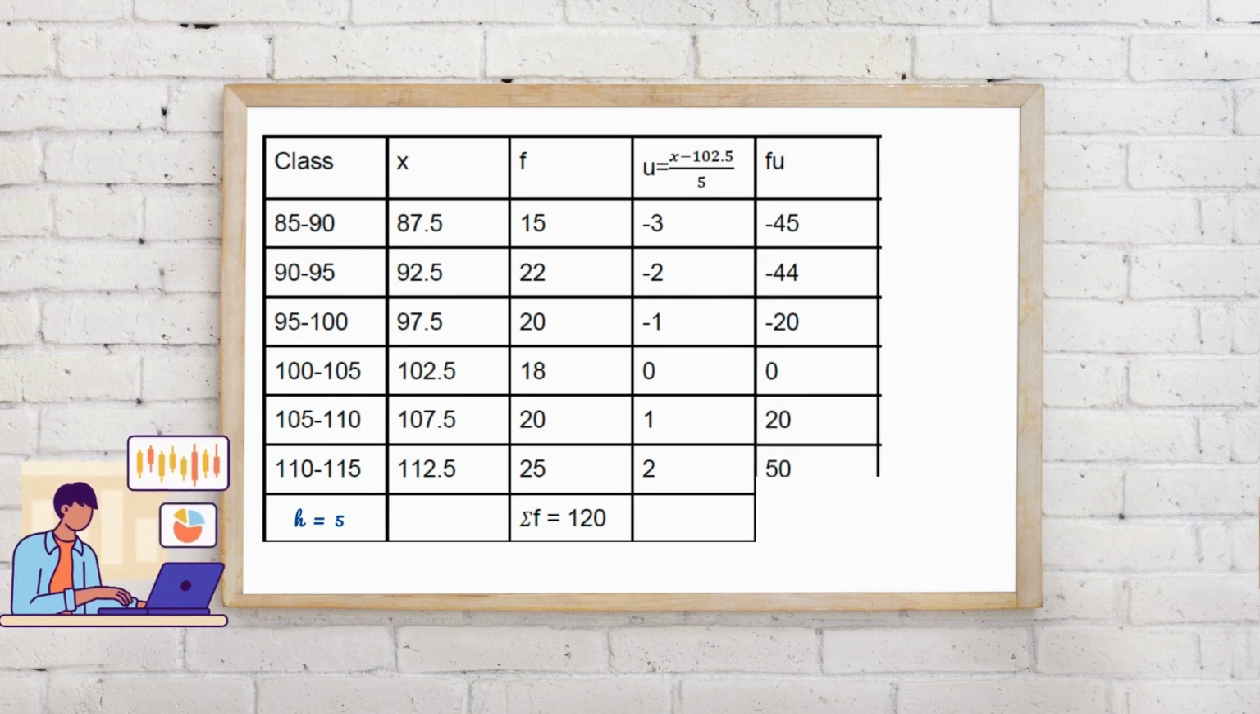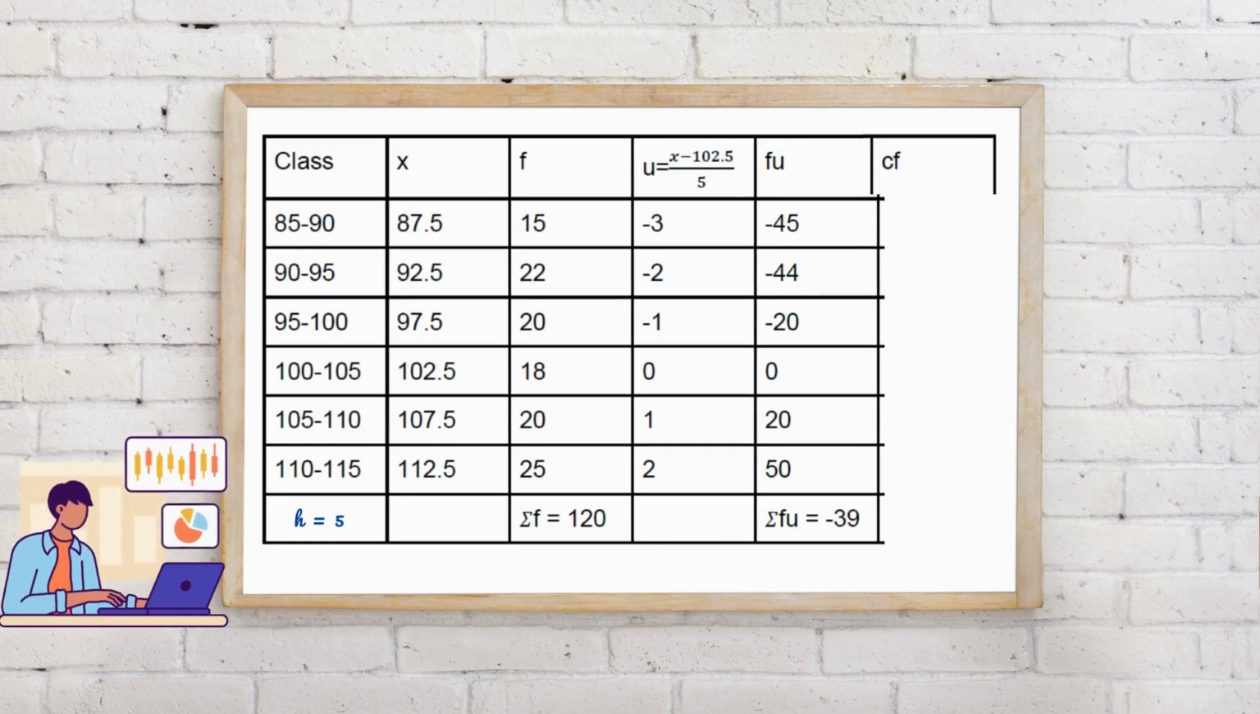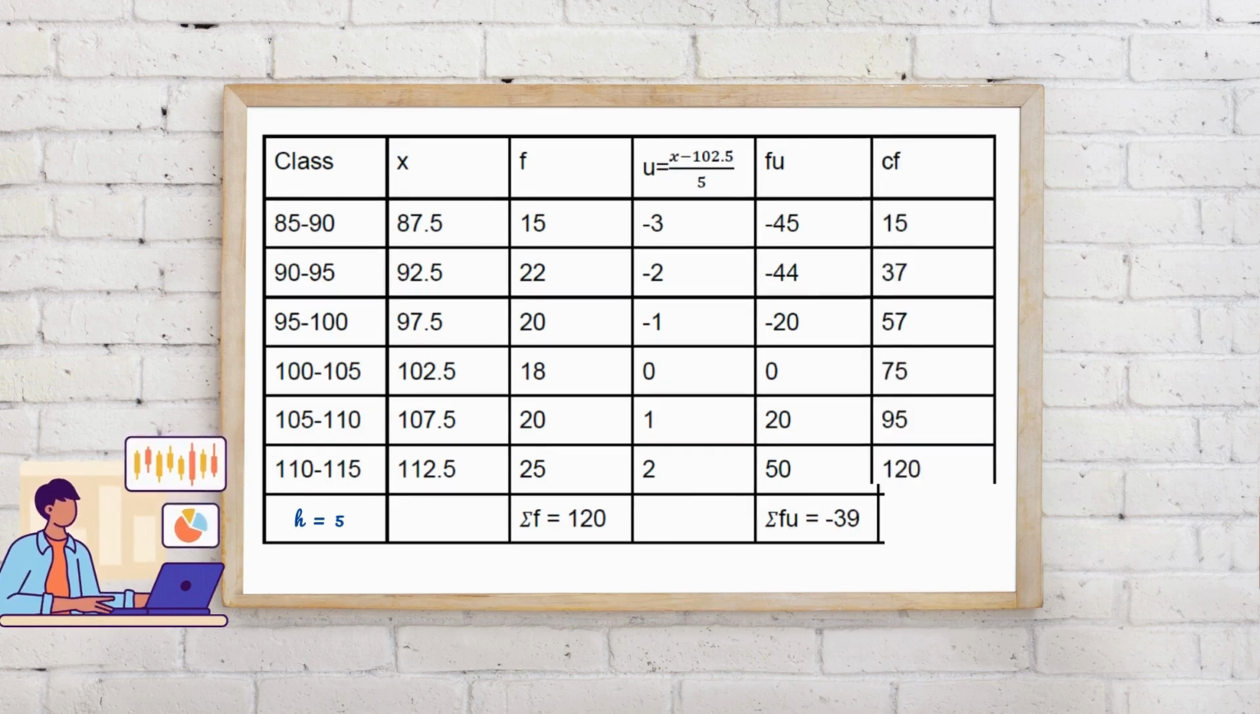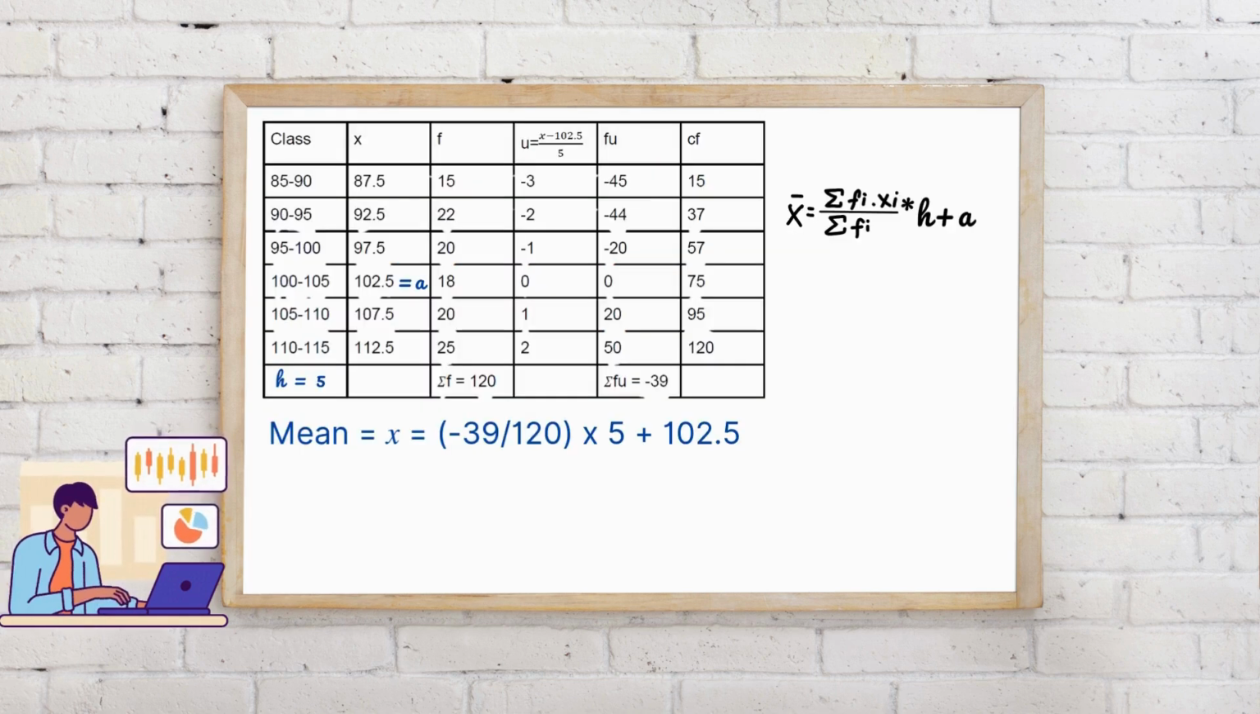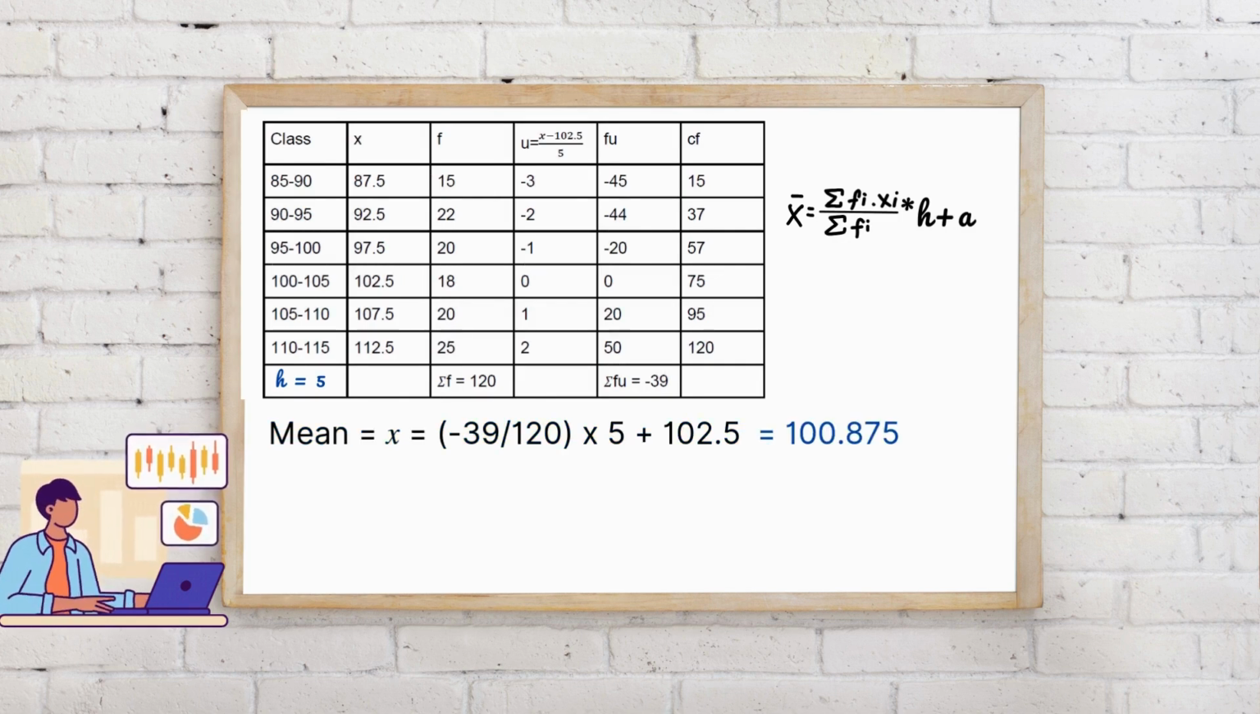Now frequency times u would be this. Sigma fu would be minus 39. And cumulative frequencies would be these. Now mean is given by sigma fi xi upon sigma fi times h plus a. Substituting the given values, we get mean as 100.875.